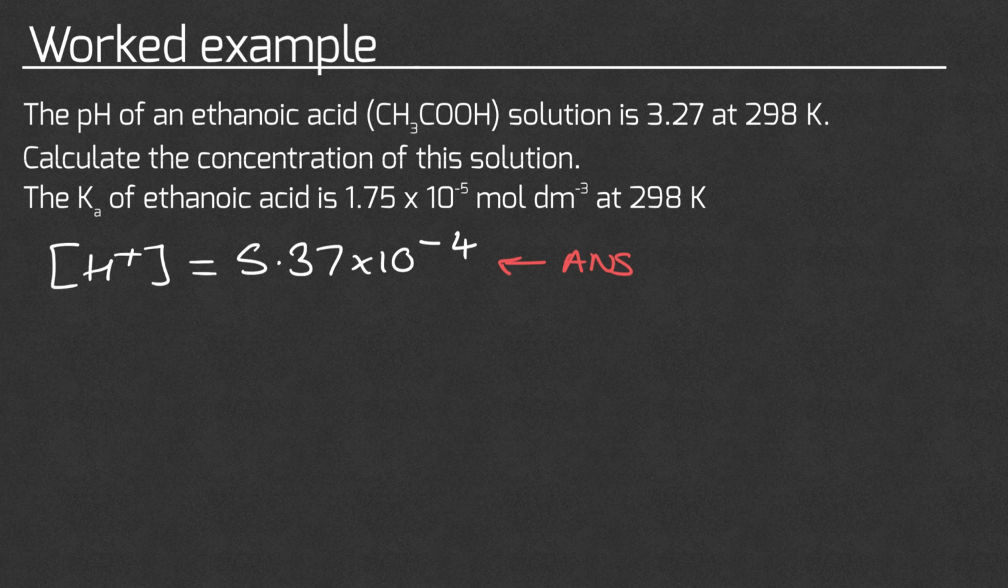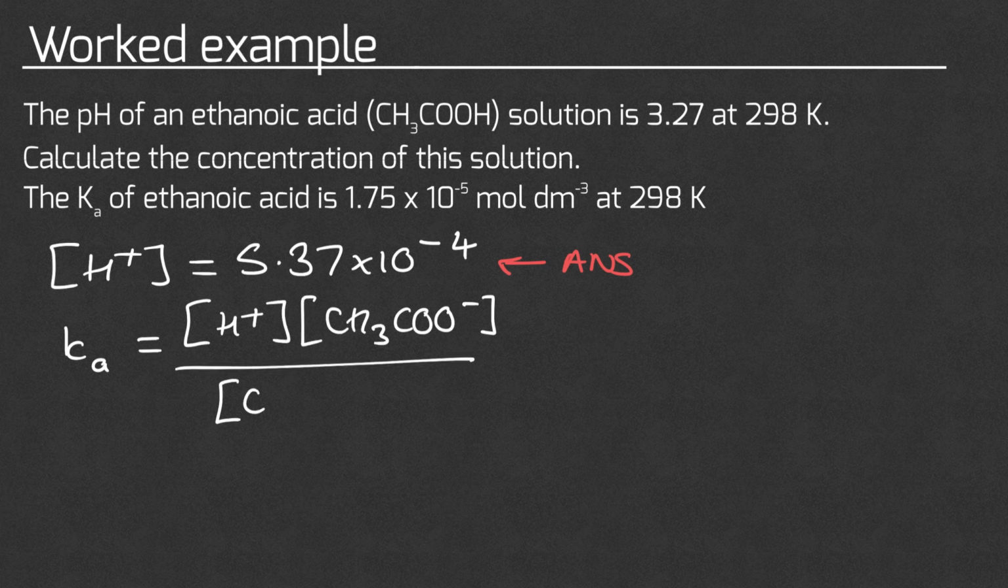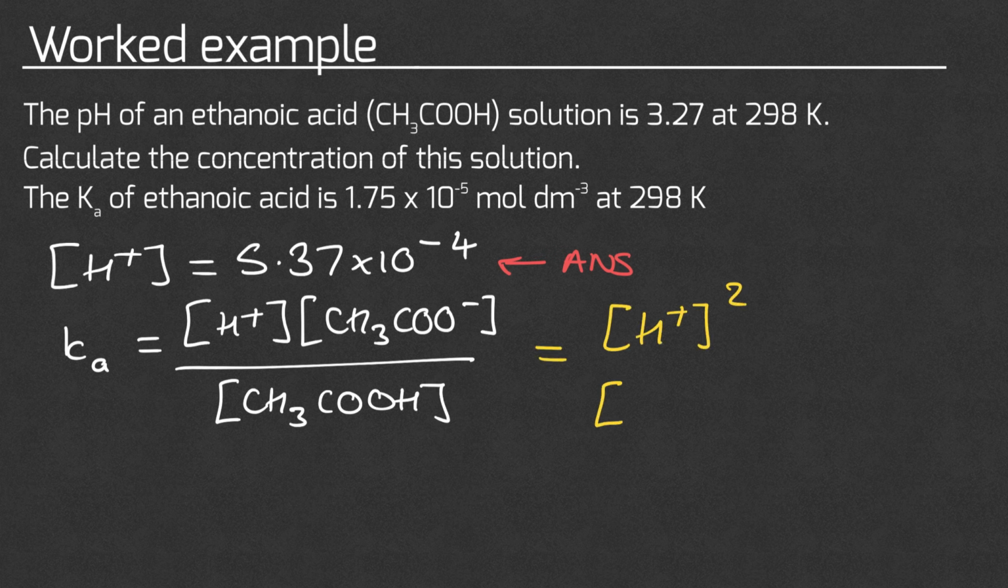The next step is to write out the Ka equation, and we can then use the simplified version of it as well. Now we've got our simplified equation, we need to rearrange it to make the concentration of ethanoic acid the subject of the equation.